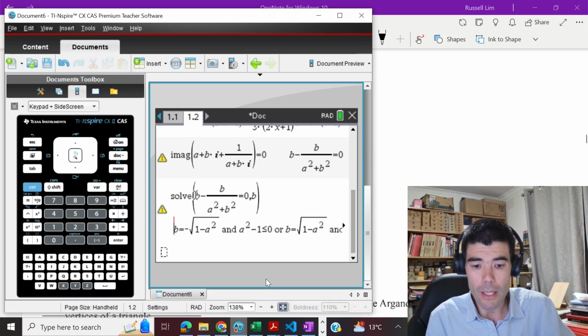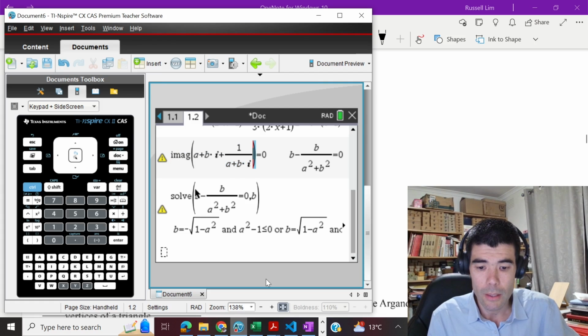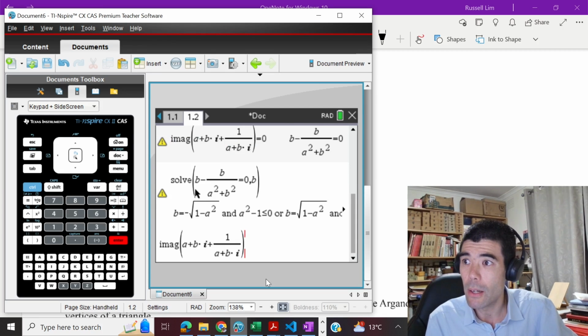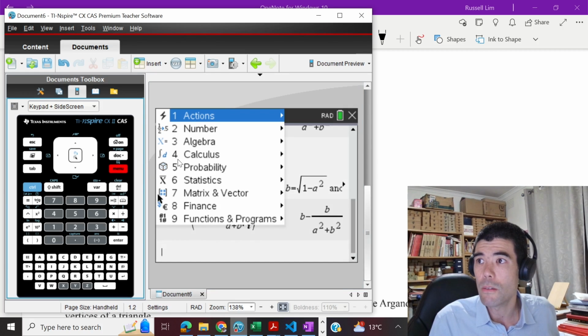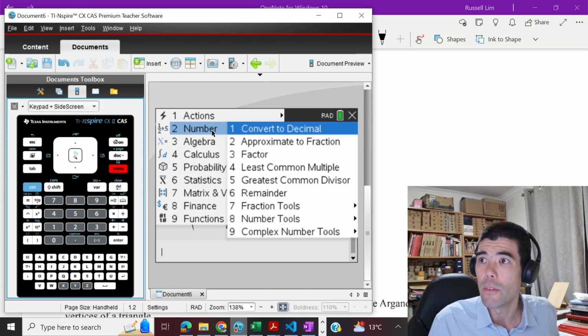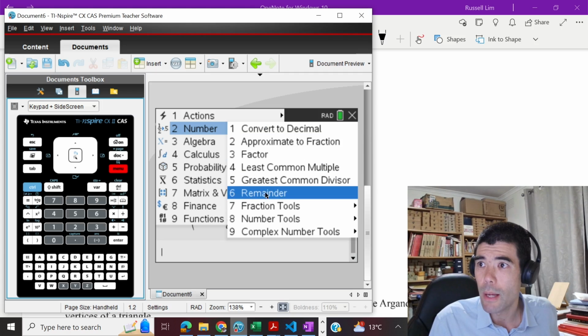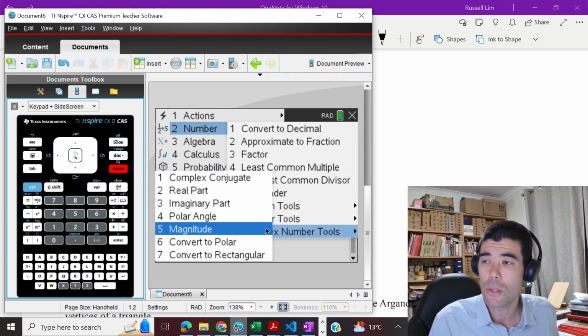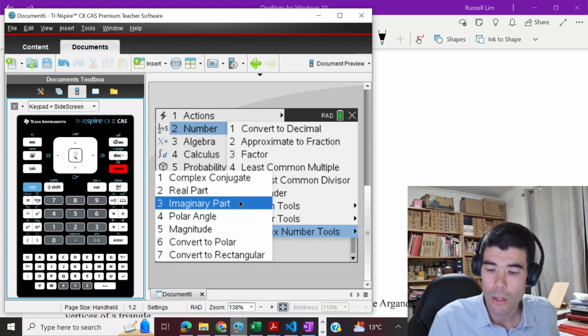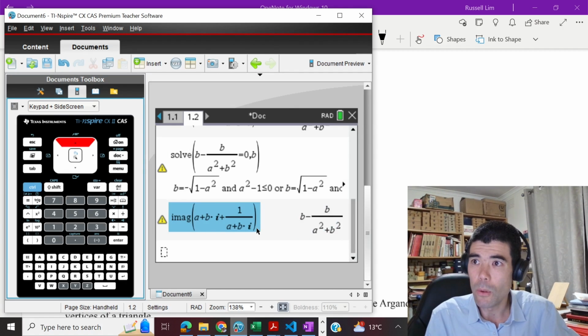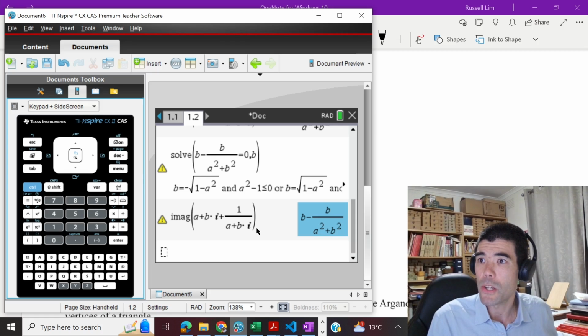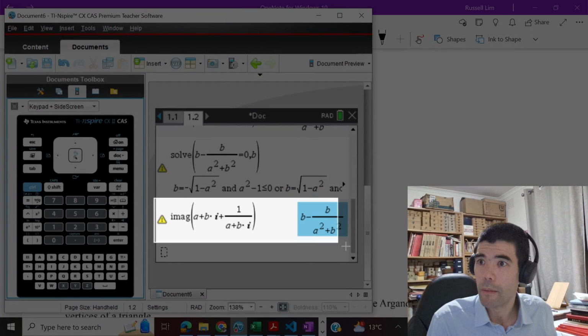So just typing in the imaginary part of a plus bi. We have a function for the imaginary part of a complex number under menu, number, complex number tools, imaginary part, or we can just type imag. And if we type all that in, we'll get this expression: b minus b over a squared plus b squared.